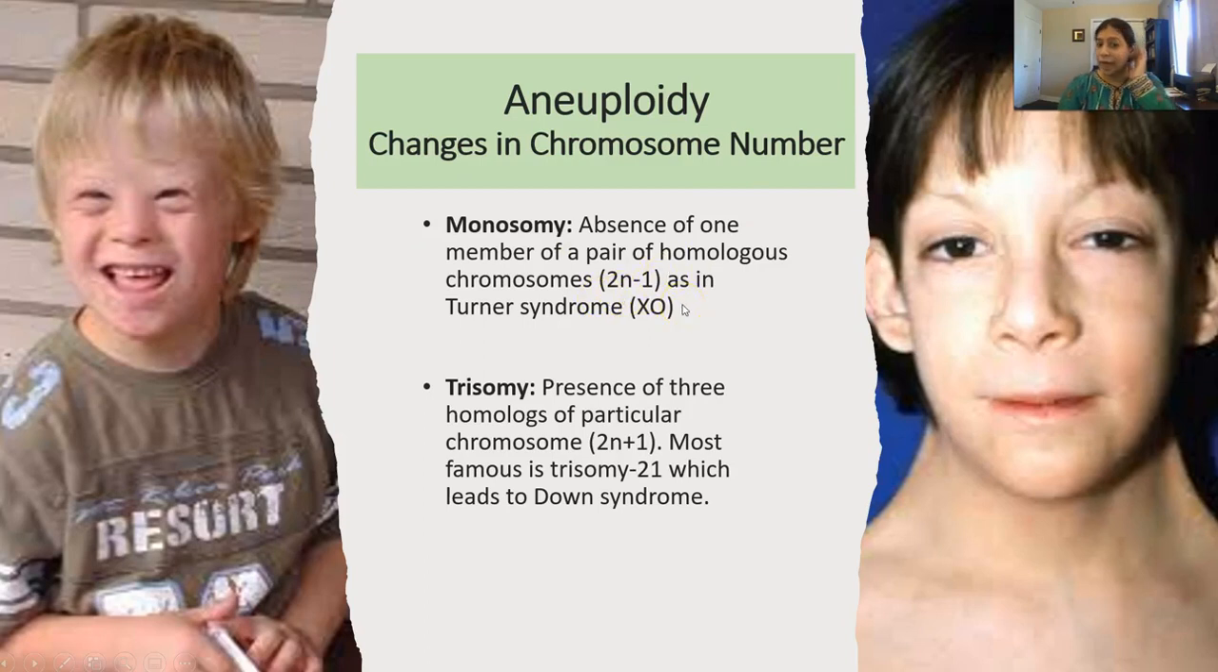An example of that is Turner syndrome, which is XO. So you only have one X chromosome. There's nothing else for the other one. No X, no Y. And another one is the presence of three homologs, so an addition of an entire chromosome instead of the normal typical 2n DNA content. That's called trisomy, 2n plus 1. And the most famous of those is obviously trisomy 21, which is known to cause Down syndrome.